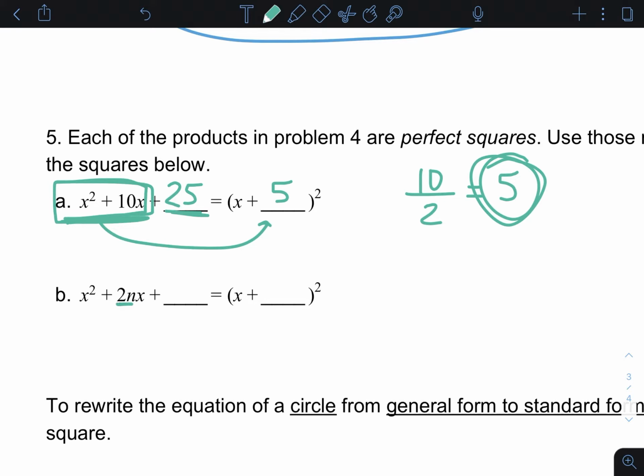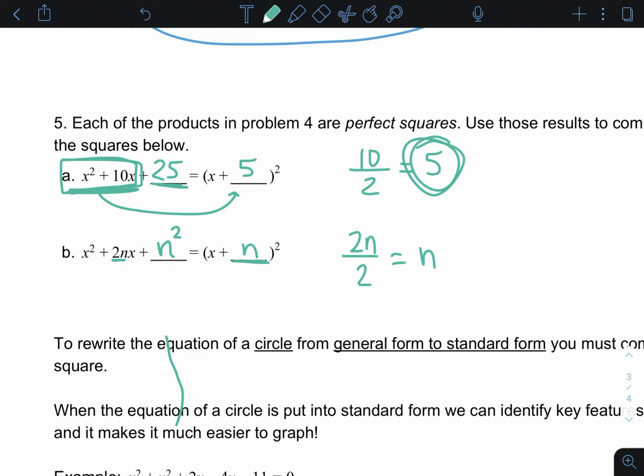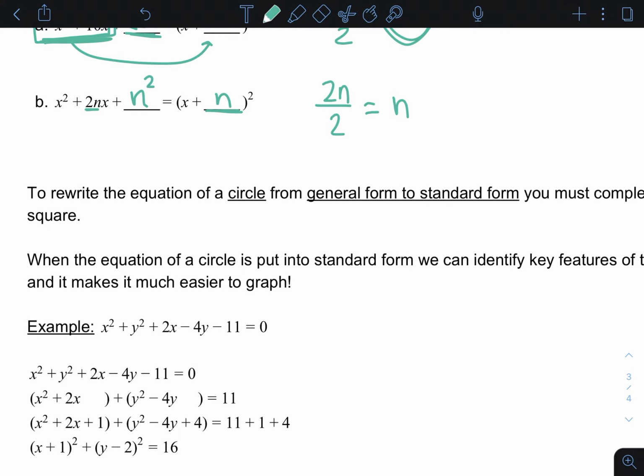And again, we're just going to follow the pattern here. In order to figure out what this missing space is, we take 2n, so whatever number is there, divided by 2. In this case, n is going to be our solution. And in this square here, it's just going to be n squared. So that's the same pattern that we repeat over and over again when it comes to going from the general form to the standard form.